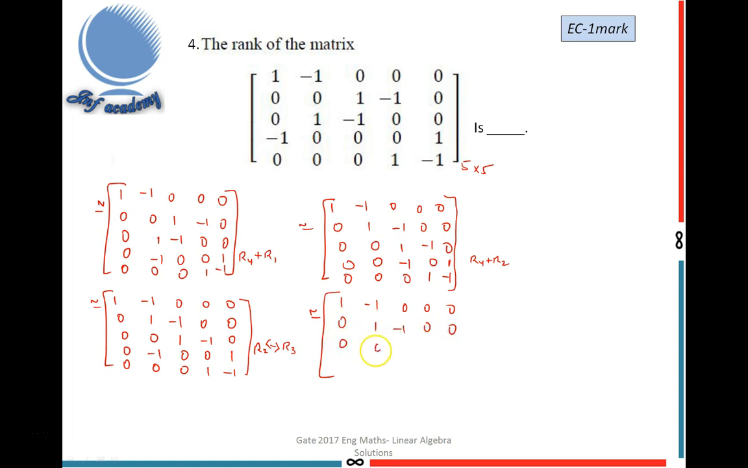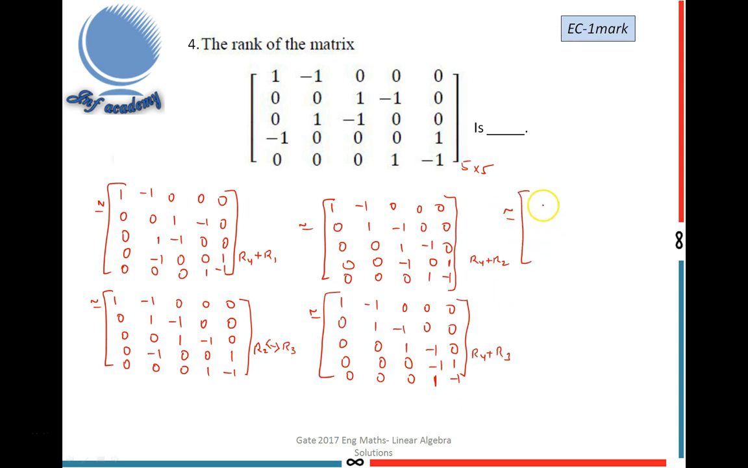Third one is same. Fourth one becomes R4 plus R3. So finally I got 0, 0, 0, minus 1, 1. Okay. The R5 is same: 0, 0, 0, 1, minus 1. Next step is I convert this element into 0.